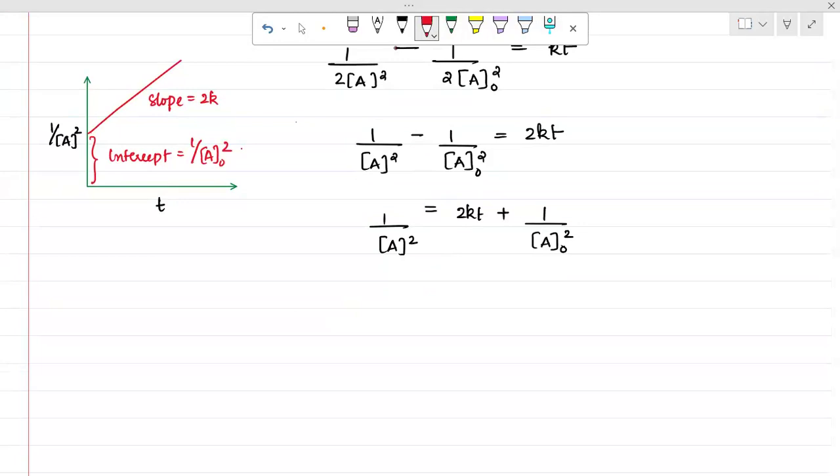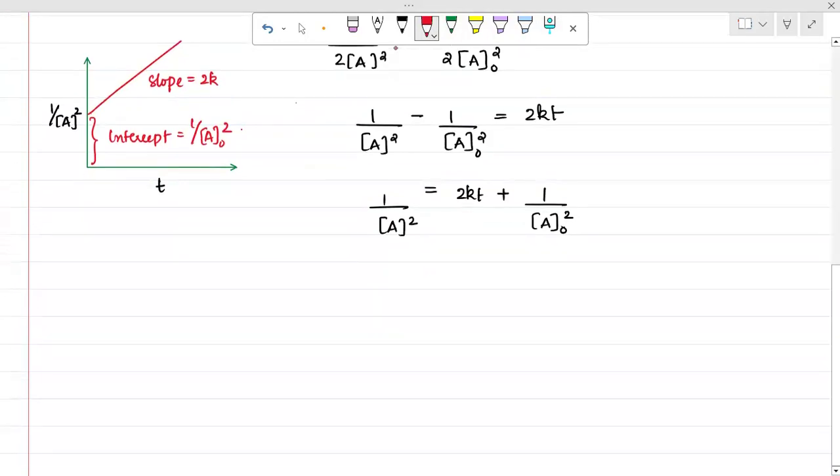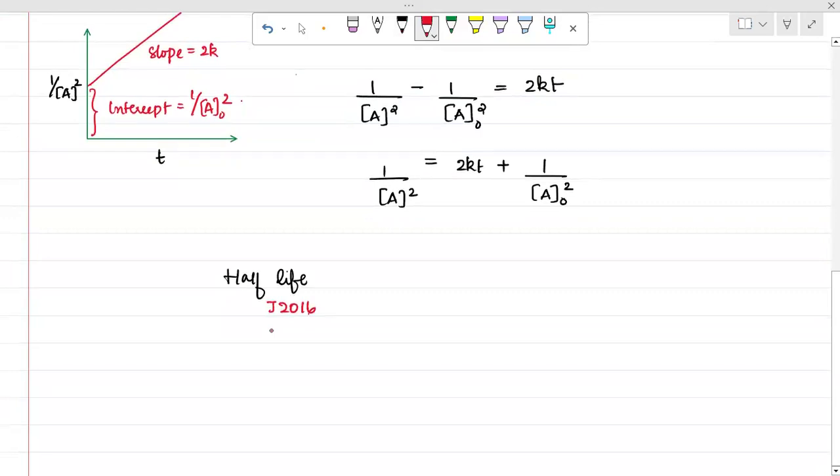Next one, calculate t half. From this equation, please calculate t half, half-life. Half-life for a third order reaction was asked, okay, in June 2016. It was asked. Very easy if you know the equation, correct? How to do that? Our final concentration will become A naught by 2 to the square minus this is A naught. This is equal to 2k t half.